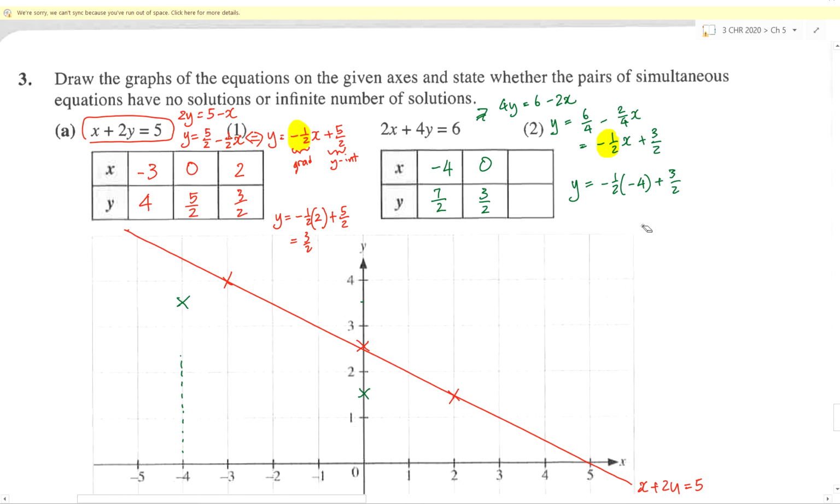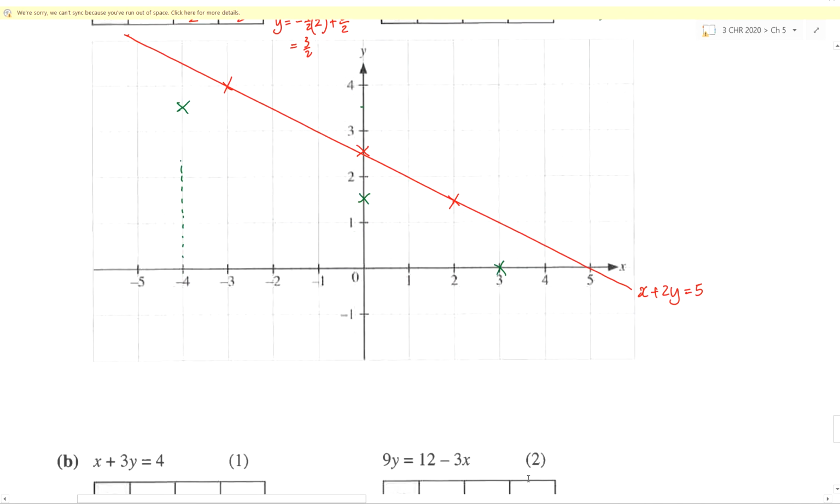Now we need to find another value for x. Again, you get to choose anything you want. For example, let's choose a value of 3. When x is equal to 3, we have y equals negative 3 over 2 plus 3 over 2. So this will be 0. Now we have 3 points.